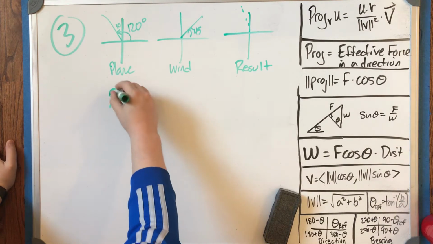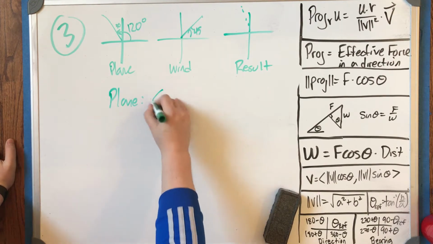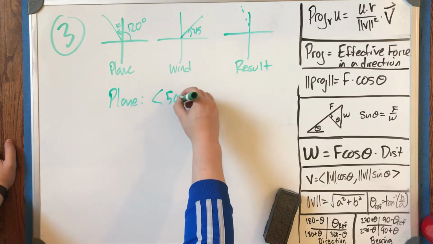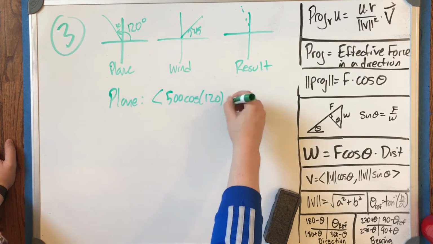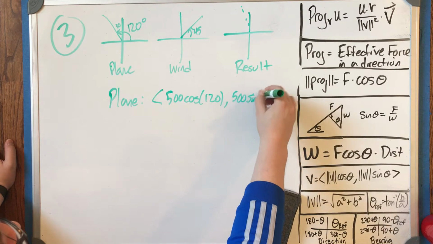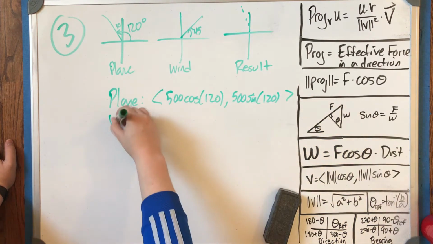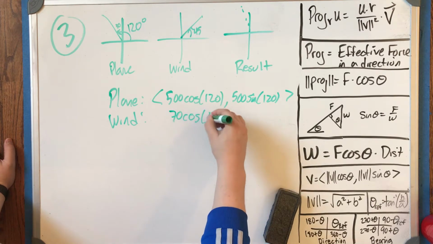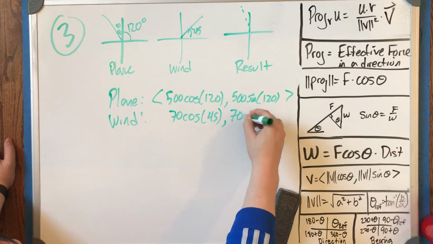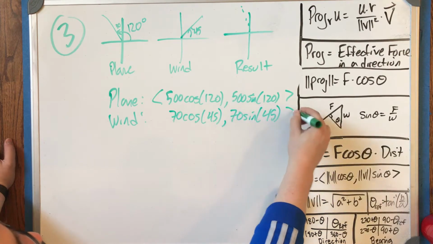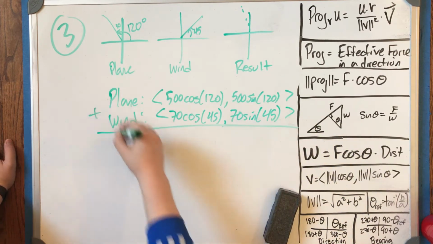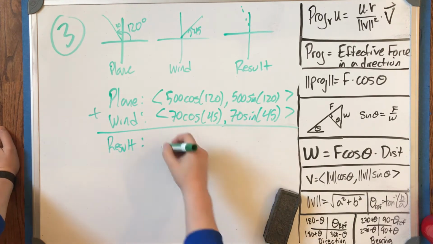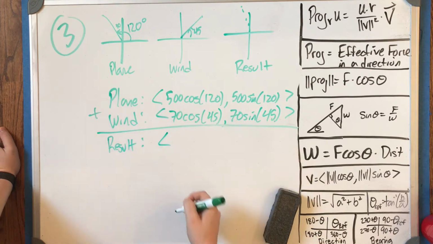So let's just write these vectors. The plane is going to be its magnitude, which is 500, cosine the direction angle, 120, 500 sine 120. And we'll do the wind. It's going to be 70 cosine its direction angle, 45, 70 sine 45. And if I add those together, it's going to give me the result.